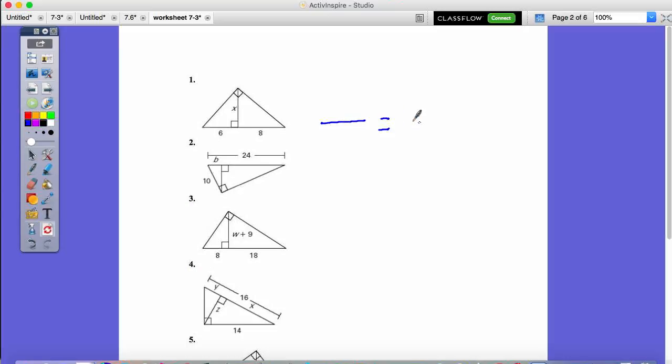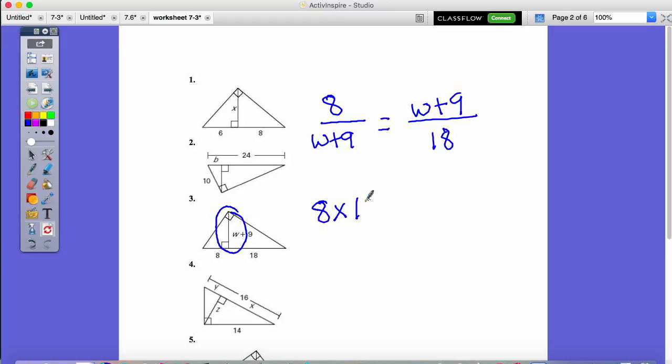For problem number 3, if you looked at the online work, I did a whole bunch of work. I set up a proportion and I cross-multiplied to solve, but really the altitude is the geometric mean of the two parts of the hypotenuse. So if I multiply 8 times 18, I get 144. And then I take the square root of 144 and I get 12. So the altitude is 12.